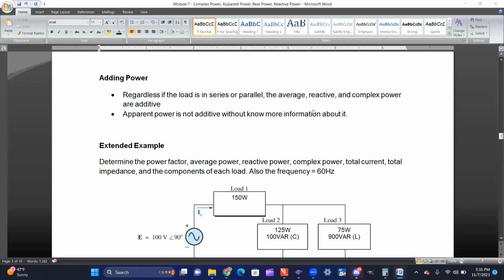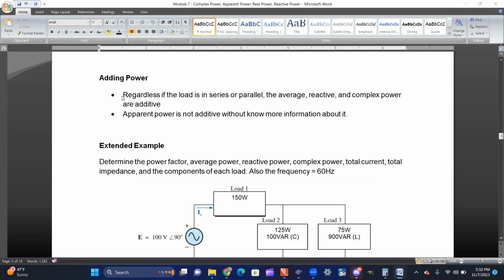All right, so now let's talk about adding power. I'm talking about adding apparent power, complex power, real, reactive, all types of power. Regardless of whether the load is in series or parallel, the average power, reactive power, and complex power are additive. So you can just add them all up together. It doesn't matter if they're in series, parallel, whatever type of configuration.